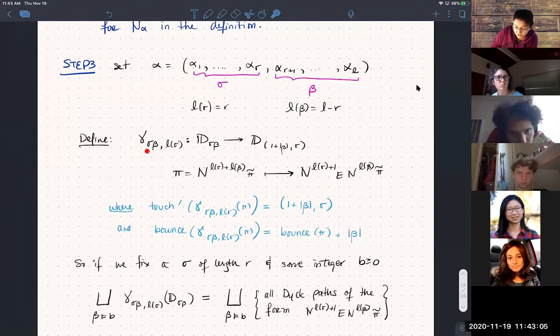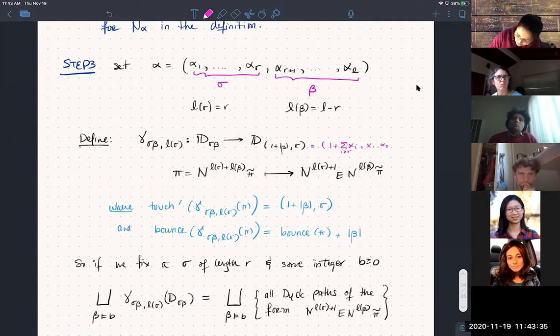And then we're going to define this new function, and it's going to go from dict paths with touch points alpha, right? Sigma beta is just alpha. So dict paths with touch points alpha to dict paths whose touch points are now basically the first entry is 1 plus beta. So this is the same as saying the first entry of the touch composition is alpha I for I bigger than R. And then you have alpha 1, alpha 2, all the way to alpha R. All right, so that's the new touch composition.